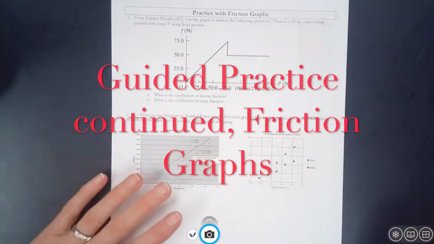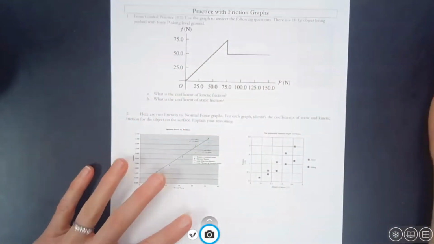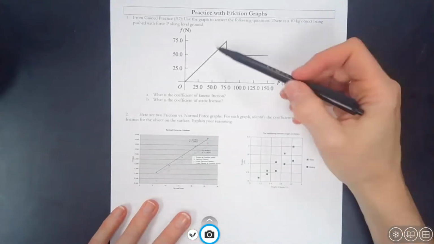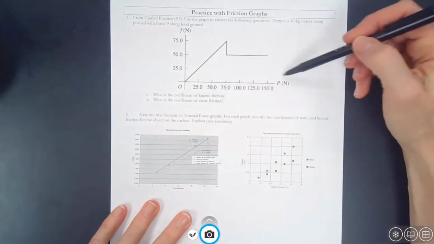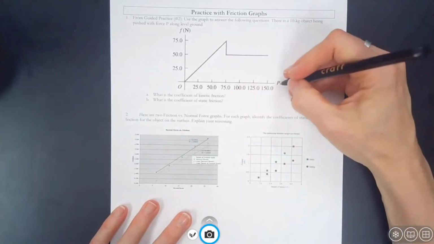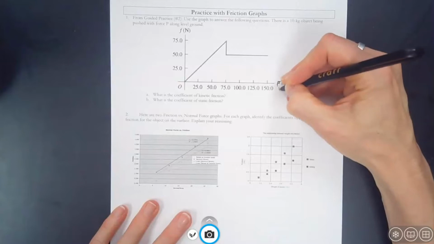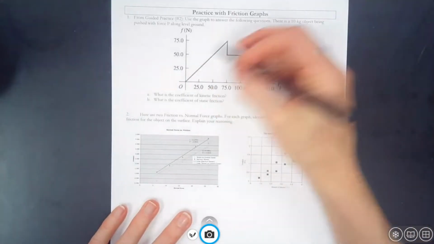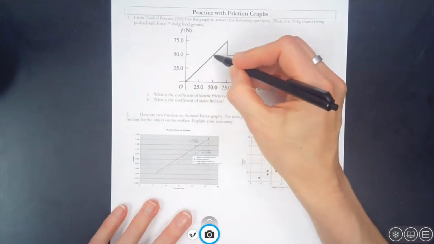Practice with friction graphs. This is actually the second problem on the guided practice, but maybe we'll have time to do a couple others as well. This graph has friction on the y and a pushing force, I don't know what this P is, this should be force of pushing on the x. And so this applied force is increasing during this point.